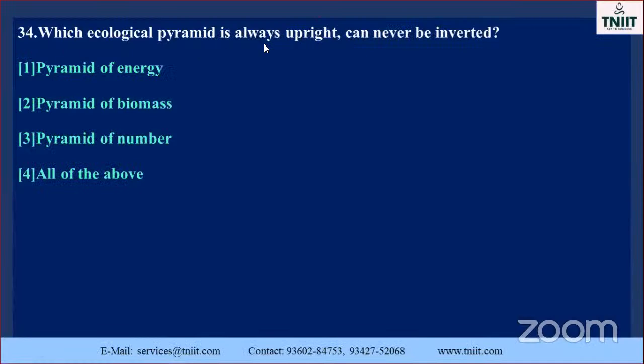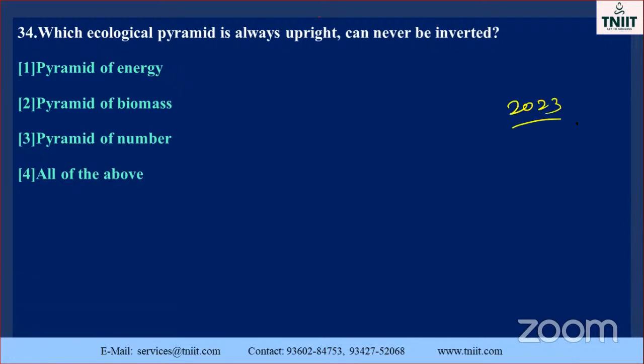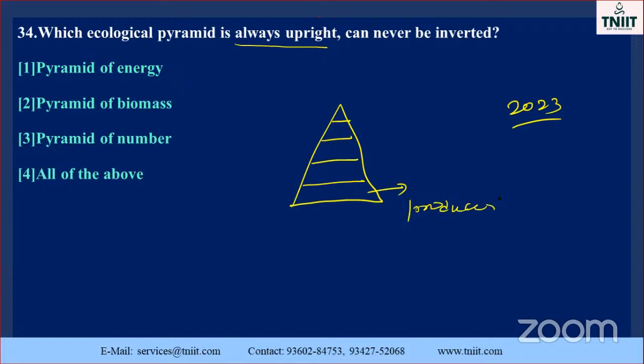Which ecological pyramid is always upright, can never be inverted? Note it down, my dear student. This is a very, very important question, NEET 2023. What is the question? The ecological pyramid that is always upright, can never be inverted. Inverted means, see, this is considered upright. This is called upright. So here, at each and every trophic level, what happened? This is considered the trophic level. This is the producer.